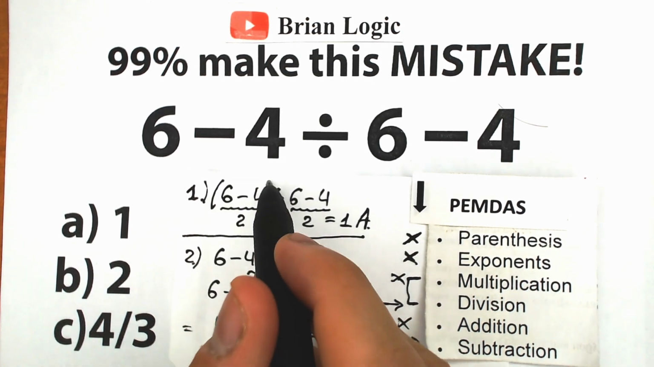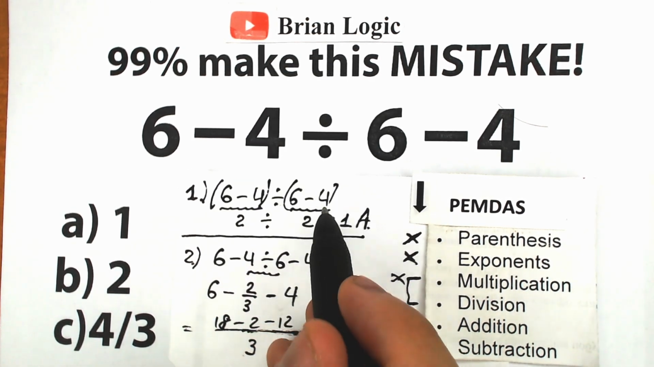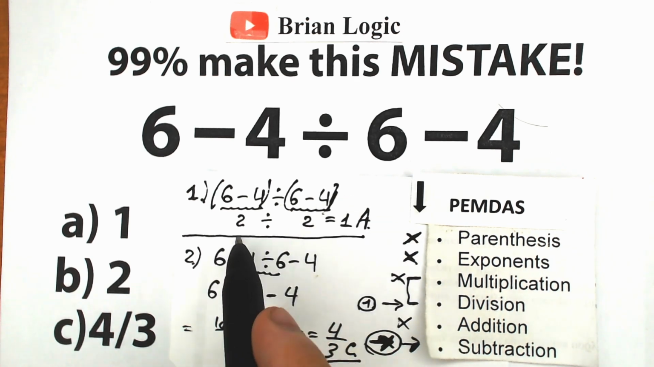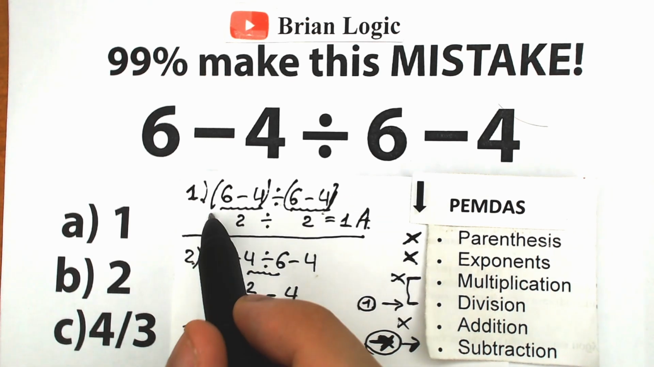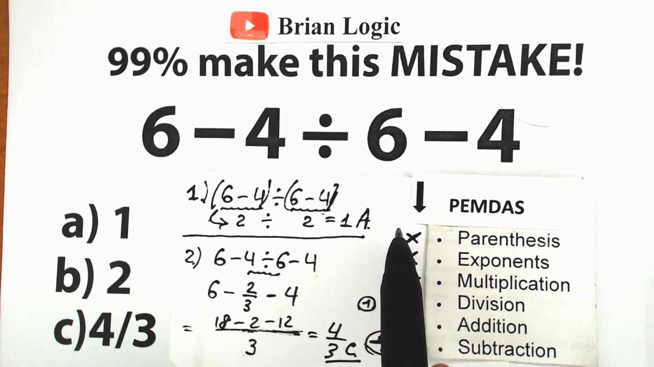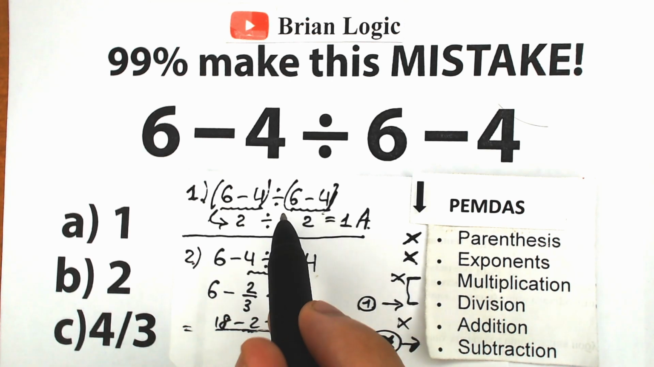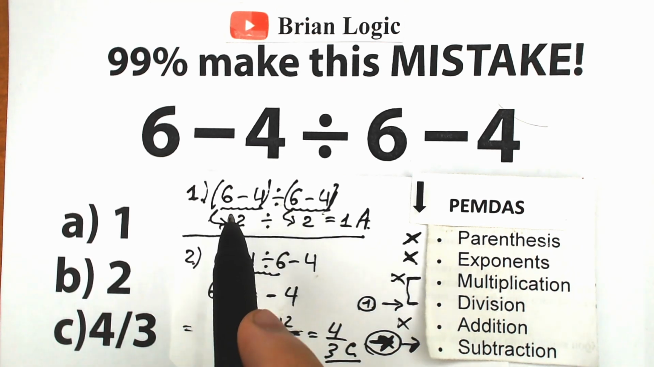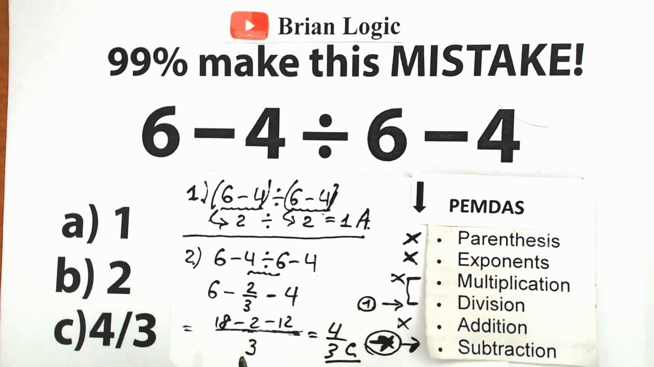This is a great solution with parentheses. So if you have parentheses right here, then this is a great solution. Because with parentheses, first we subtract inside the parentheses, because parentheses have the highest priority. And next we subtract right here, so subtraction, and in the last step we have division. So with parentheses, the correct answer is A.